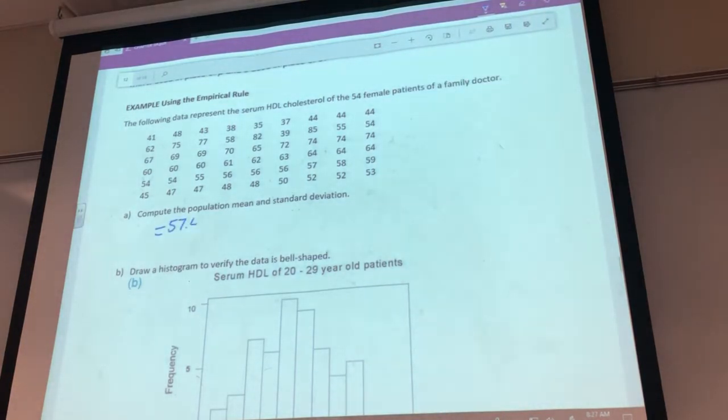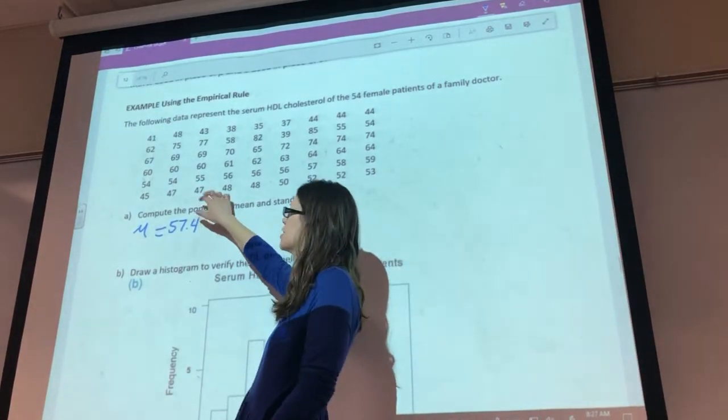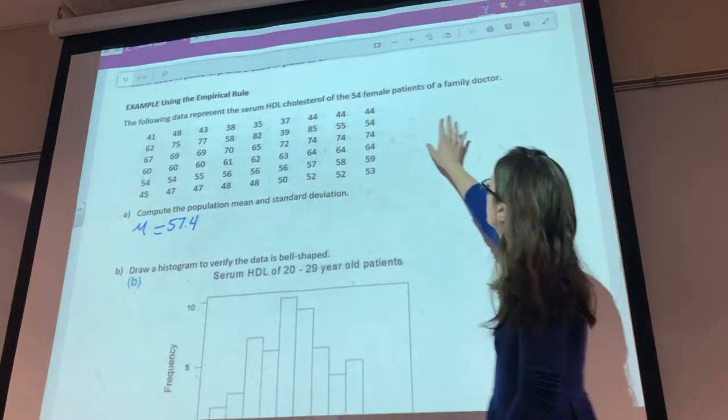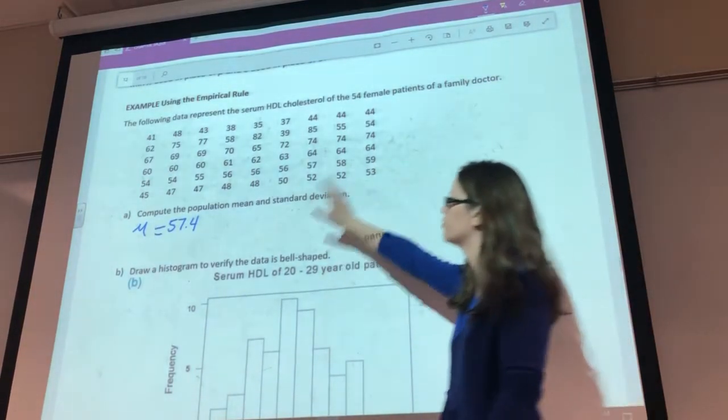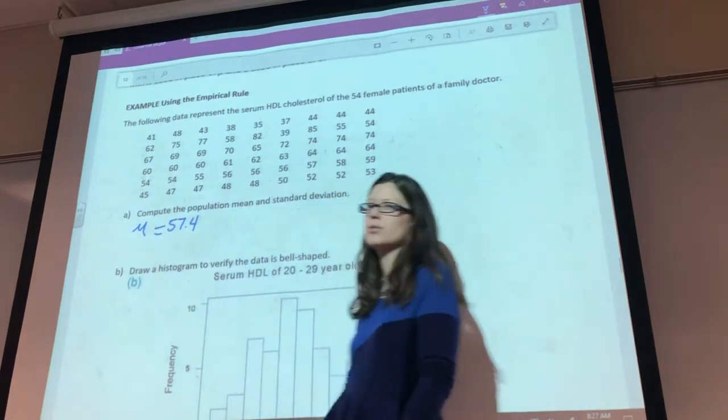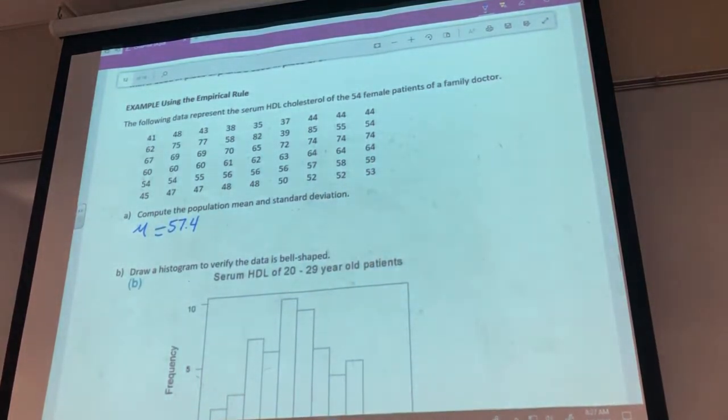And if that's my mean, for this one, should it be a mu or should it be an X bar? This one's going to be a mu because they say that you're using the population mean. So we've got our population, this is everybody. This family doctor has 54 female patients. So he's got all 54 of them. So we can go ahead and use mu because it is the population, it's not a sample.